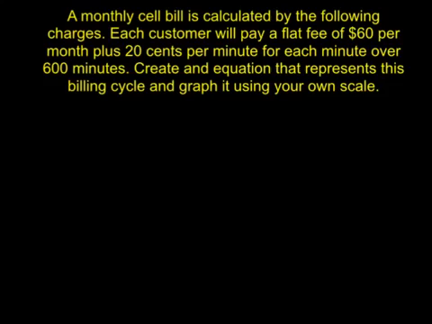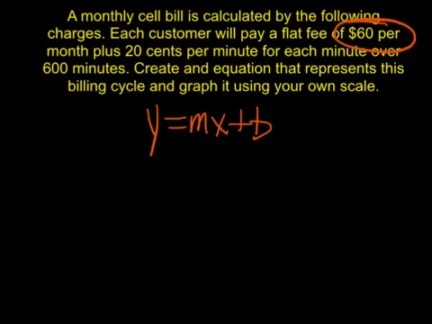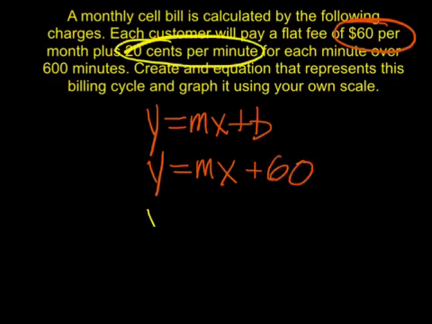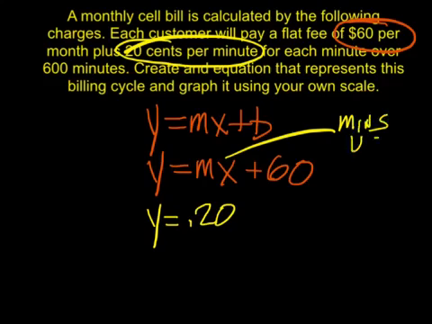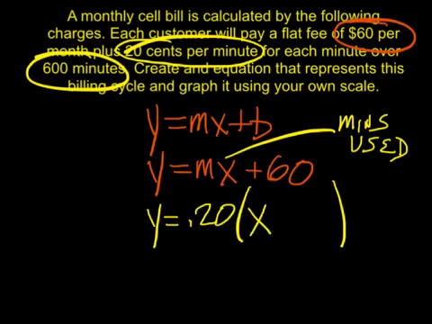Find the equation for this example. On the practice problem, you must start with y equals mx plus b. And since you're paying a fee of $60 per month minimum, that should go at the end of it. So we add in the 60 at the end. Then it's 20 cents per minute, so we'll put 20 cents in place of the m. But the x is going to be the minutes used. It is not the minutes used over 600. You have to create an expression for that, and that expression would be the minutes you use minus 600. And then we have the plus 60 at the end.